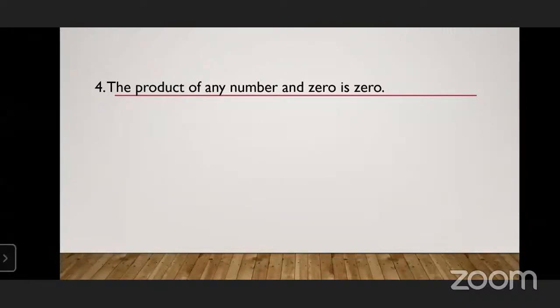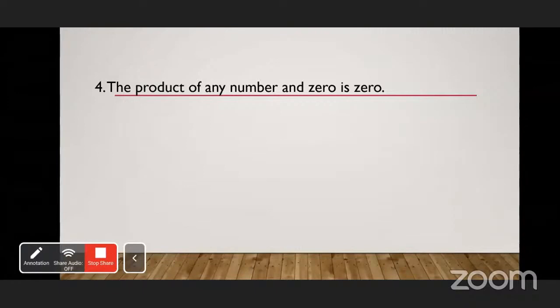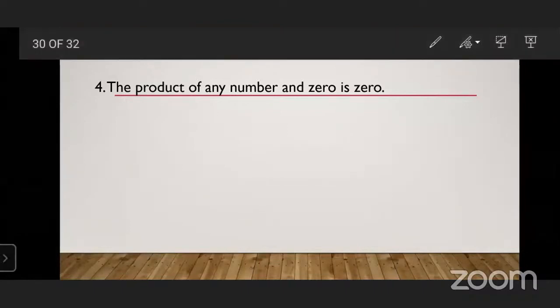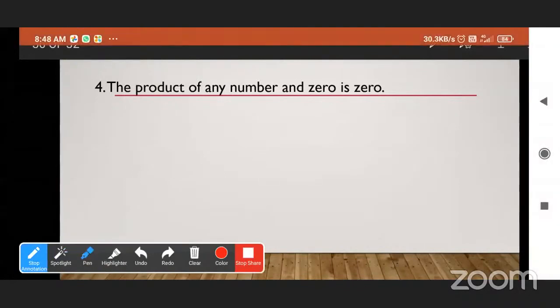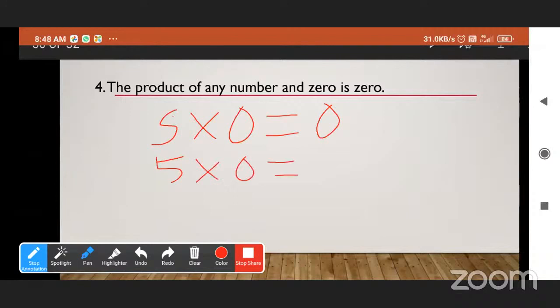The product of any number and zero is zero. Okay, so product means, as we already know, the multiplication of any two numbers. So here we multiply any number by zero. Any number means we use any letter. So if we use S as any number, S multiplied by 0 is 0. See here, if 5 is multiplied by 0, then we will get 0 only. Means if we multiply any number by 0, then we will get zero. So this is the property. The product of any number and zero is zero. Okay, good.